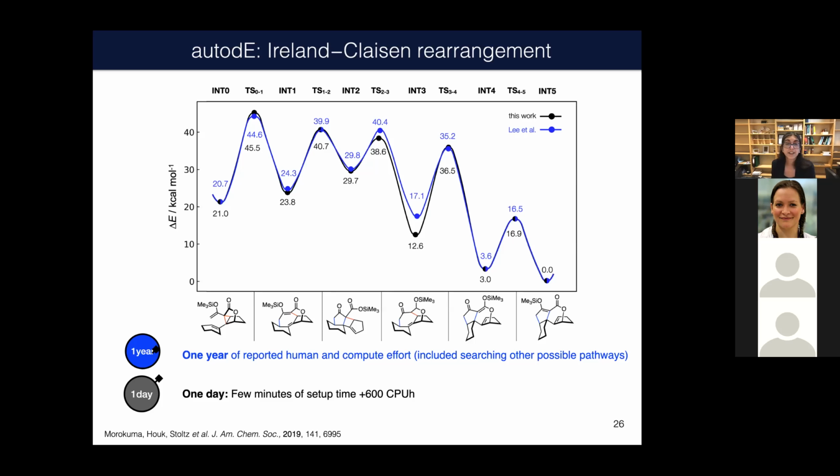And here are some applications maybe you are more interested in, of what we can do with this methodology. I was showing you an SN2 reaction that is very easy, but actually we can do a multi-step reaction shown here.